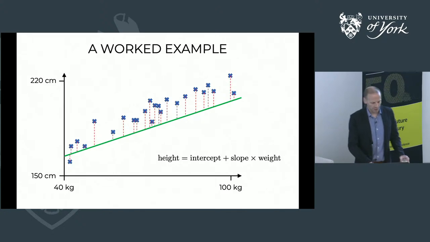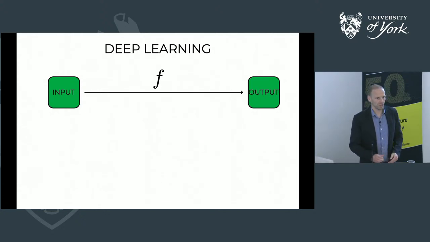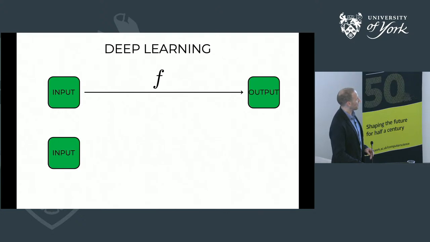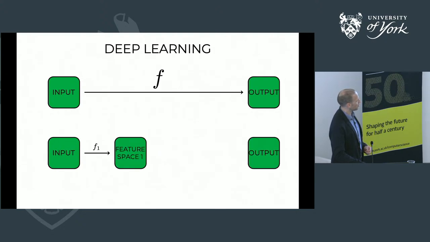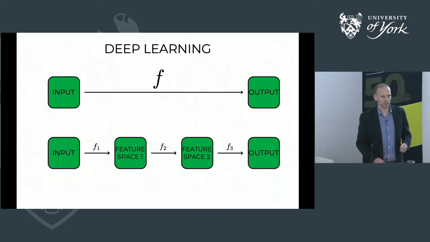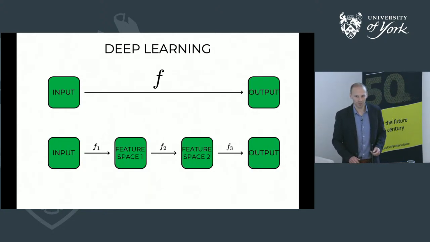So what's been really successful is instead of trying to find a single function that maps directly from input to output, we do something called deep learning, which again sounds like it might mean something really deep, but actually it means something really simple. The idea is just that we're going to map from input to output via a series of very simple functions applied one after another. So instead of going directly from input to output, we go via a series of feature spaces in between, applying one function on top of another. And these functions are almost embarrassingly simple. We'll get to what they are in a minute.